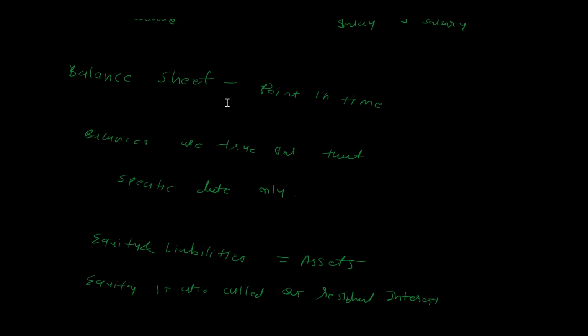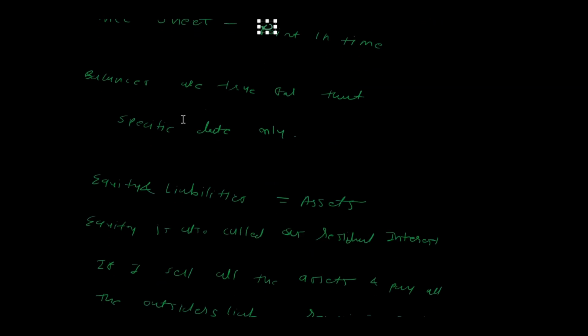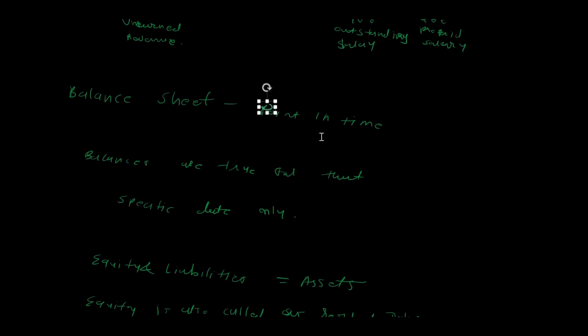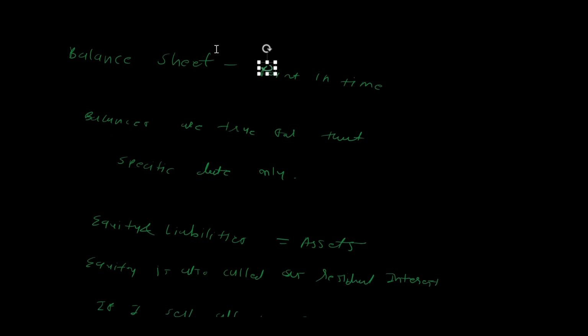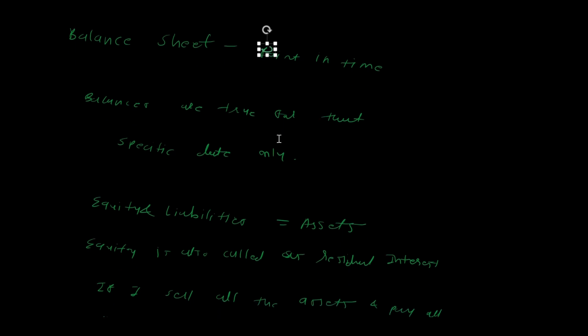Now let's talk about the balance sheet. The balance sheet shows data at a point in time, meaning balances are true for that particular date. One day before or one day after, balances might be different. Balances are true on that specific date only. For example, 31st of March or 31st of December, balances are as at 31st of December.